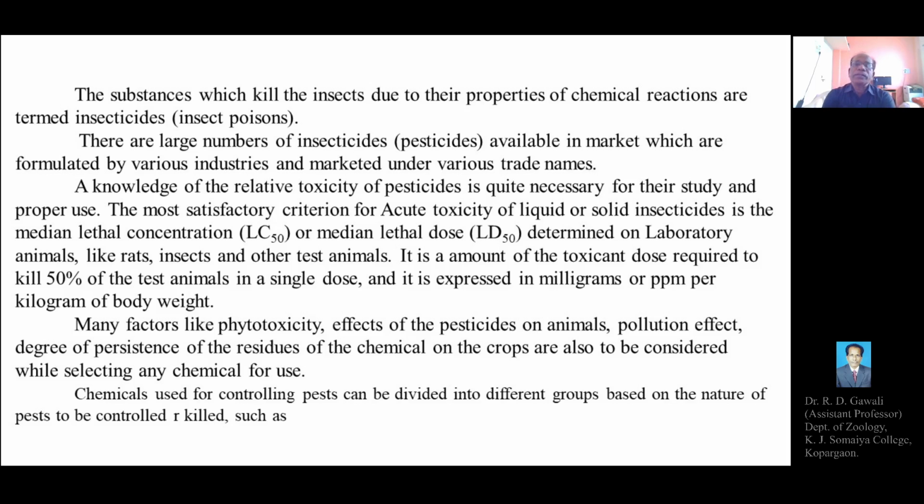So there are many factors like phytotoxicity, effects of the pesticides on animals, pollution effects, and degree of persistence of the residue of the chemical or poison on the crops, which should be considered while selecting any chemical or pesticide for the purpose of pest control.